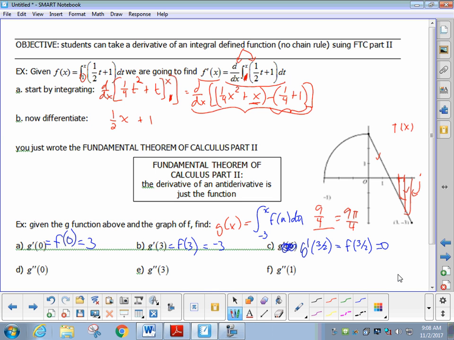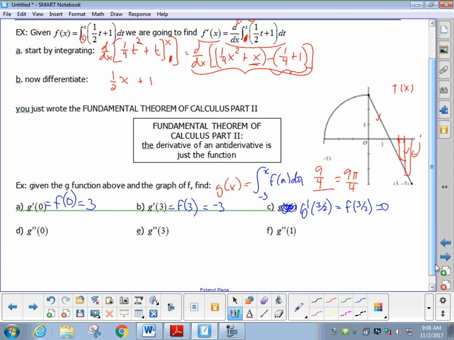Okay? Well then, if g prime is equal to f, then g double prime is equal to f prime. G double prime at 0 is equal to f prime of 0. Now that's the slope at 0 of the f graph, and the slope at 0 of the f graph does not exist. It's undefined because there's a sharp turn. So it does not exist or is undefined. What about g double prime at 3?